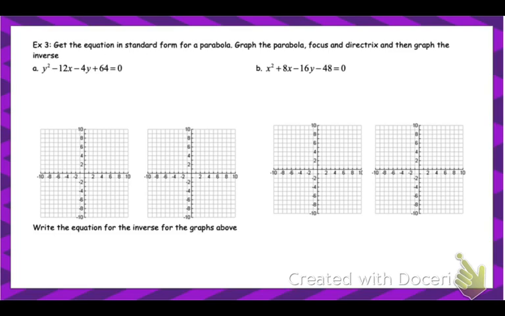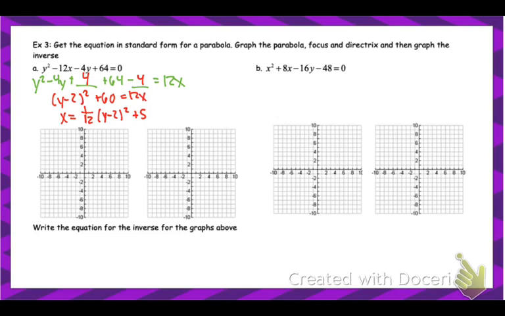So what I would do here is I'm going to start by rearranging. So I'm going to do y squared minus 4y plus blank plus 64 minus blank. And then I'm going to go ahead and move that 12x to the other side. So now, in order to fill in that blank, take b, divide it by 2, and square it. So now that I have a perfect square here, y minus 2 squared plus 60 is equal to 12x. And the last thing I have to do to get this as x equals is divide everything by 12. And I have my equation.